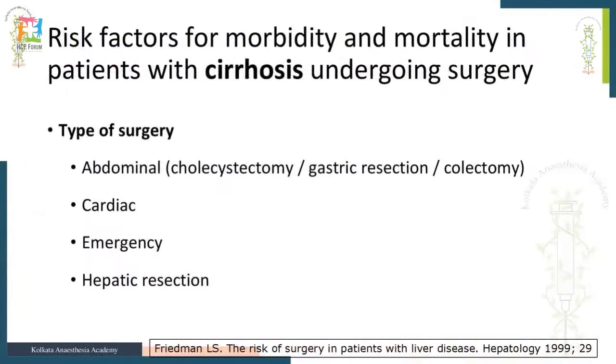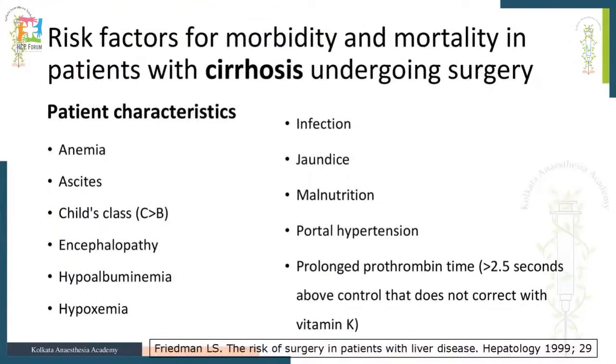So the patient with variable risk, we talked about it: the cirrhosis and obstructive jaundice, and the types of surgery. I think we talked about abdominal, cardiac, emergency, and hepatic resection, which Dr. Shweta will take you through.